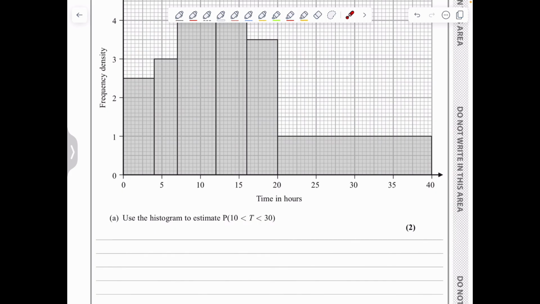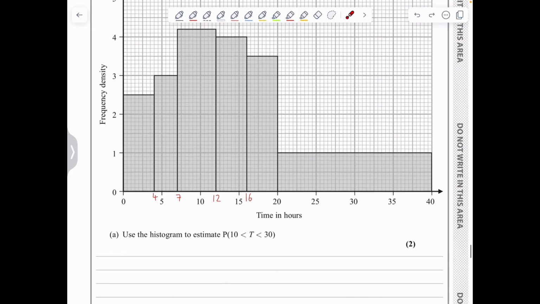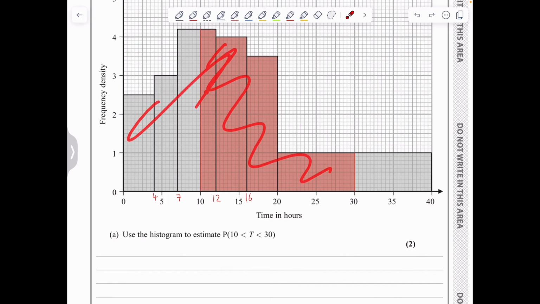So I will start by identifying the cuts of the classes on the horizontal axis. So we've got 4, 7, 12, and 16. We've been asked to estimate the probability that T is between 10 and 30. So I could shade the corresponding region on my histogram, and essentially I need to do the shaded area over the total area to obtain an estimate for the probability.